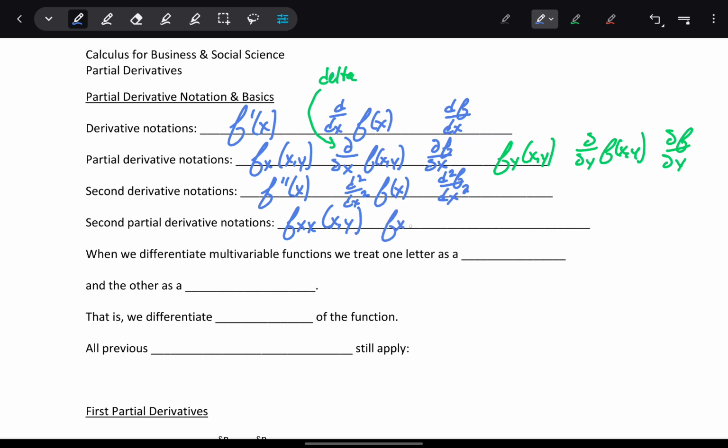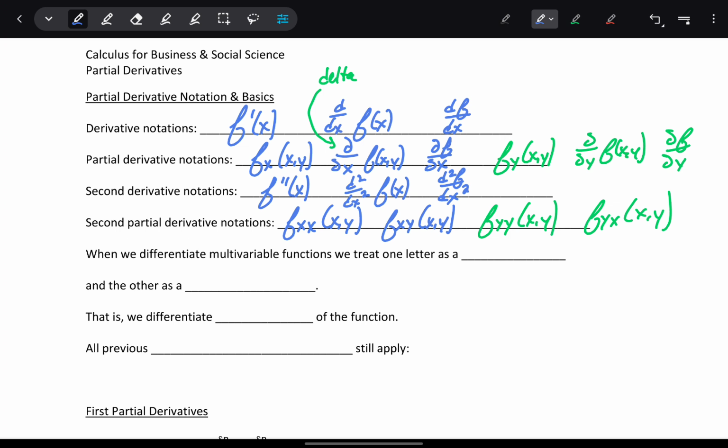Or we could take the first partial derivative with respect to x, and then differentiate with respect to y. Or we could start off by differentiating with respect to y, and then y again. Or we could differentiate with respect to y, and then x. So we're not talking about how these notations necessarily change the problem yet, just the idea that we need to pay close attention to that notation, because that's going to inform how we approach the problem.